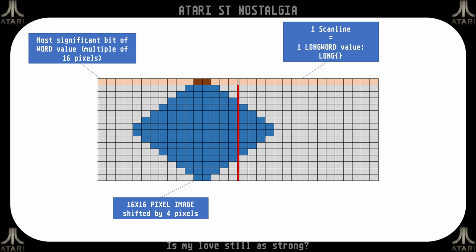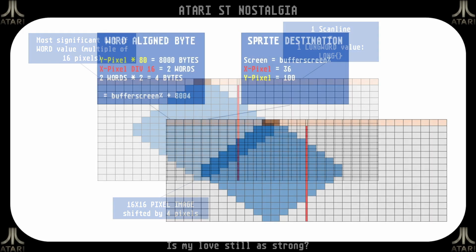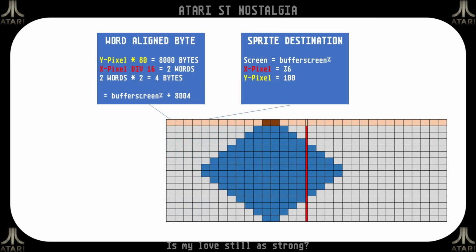There's, however, one thing that we need to do. As I said, it doesn't operate on pixels. So I have to calculate the word aligned byte. And so I have to convert my X and Y pixel to a byte value that I have to write. And in this case, the destination of my sprite, in this case of my image. So I want to put my image, my 16 by 16 pixel image, and the top left coordinates are the X is 36 and the Y is 100. And I have to convert that to a byte value that represents the pixel that is on the top left of this 32 by 16 pixel object, the word aligned byte.